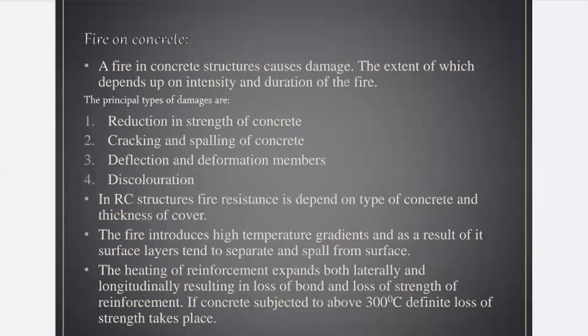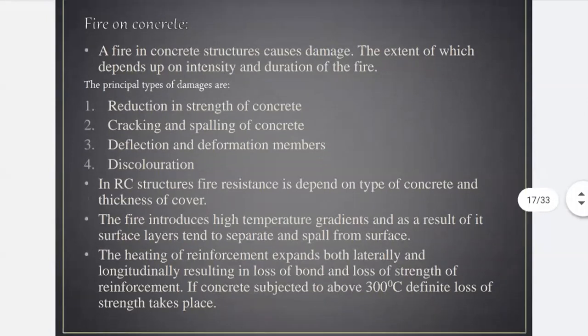Okay, so the next one is nothing but fire on concrete. This is the third effect. A fire in a concrete structure causes damage, the extent of which depends upon the intensity and duration of the fire. So what is the intensity of that fire? Is it very low or very high? And what is the duration, is it minimum or much more than 24 hours? You can say it depends directly on the duration of your fire.